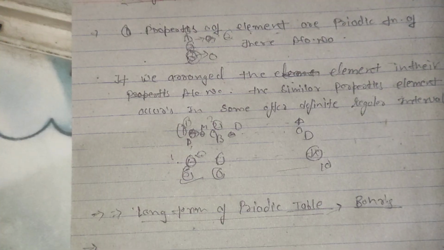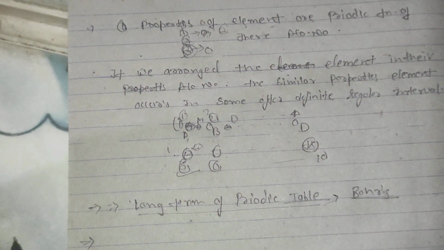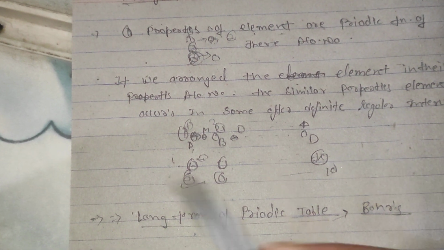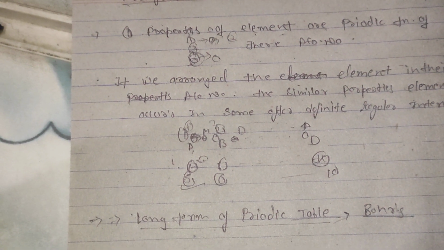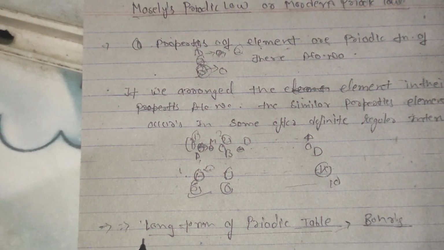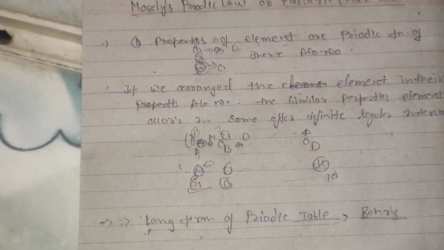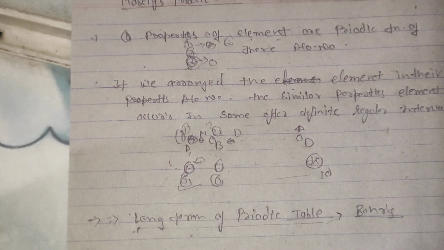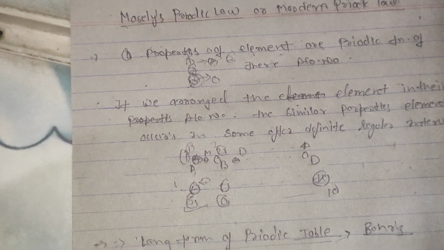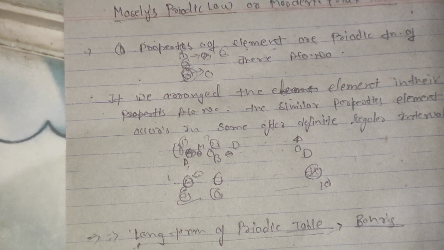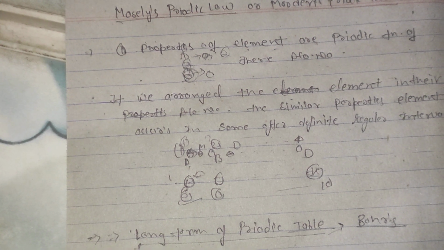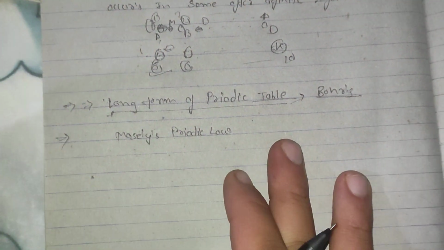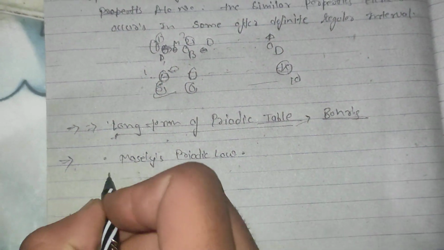When Bohr gave the periodic table, it solved most of the problems of Mendeleev. So here is the long form of the periodic table, which is Bohr's periodic table, based on Moseley's periodic law.